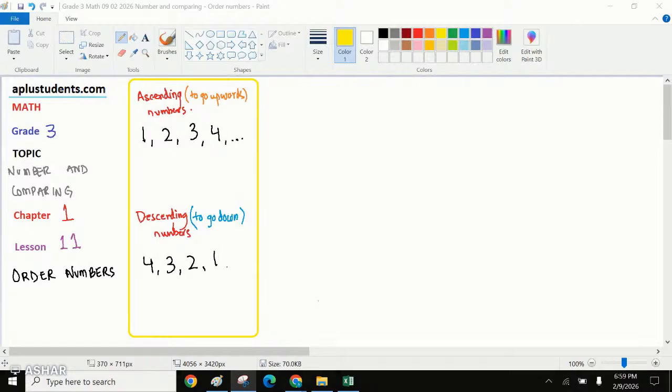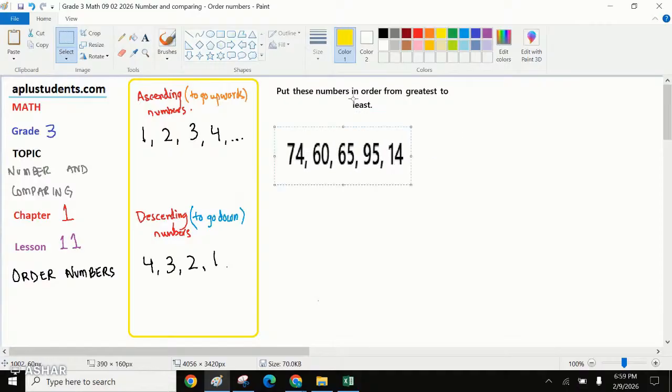Okay, and the question says, arrange these numbers from the greatest to the least. That means from the greatest to the smallest number. Which order should it be? Ascend or descend? For question number 1, they're asking us to go from the largest number to the smallest number. That means they're asking us to arrange the numbers in descending order.